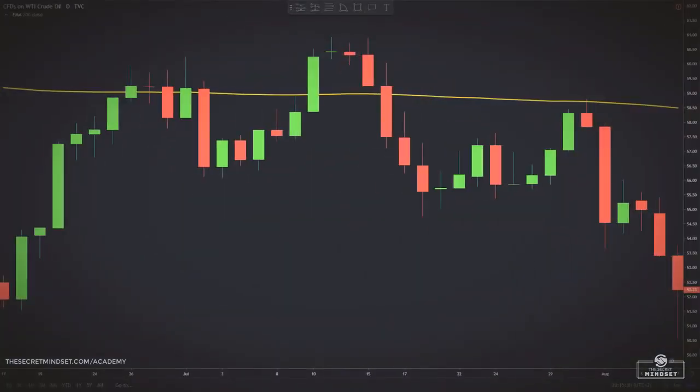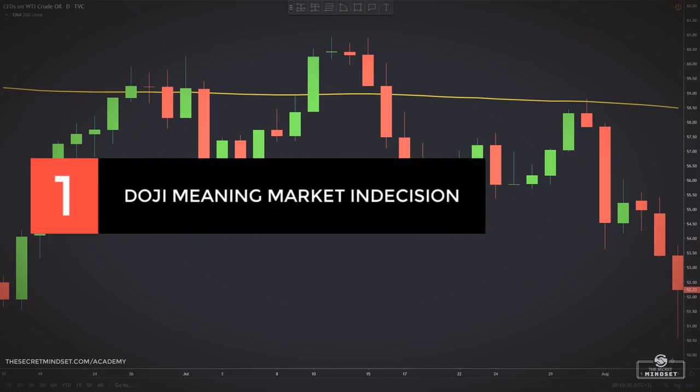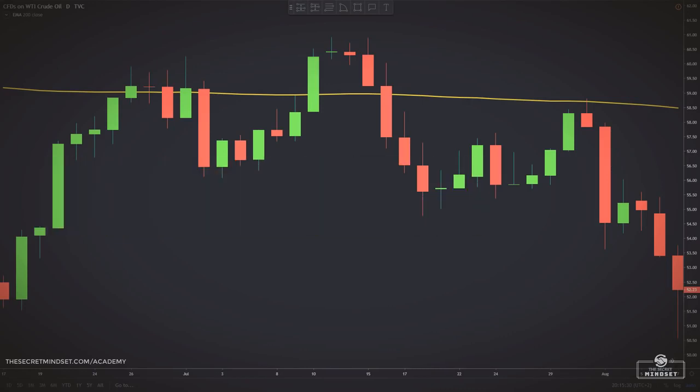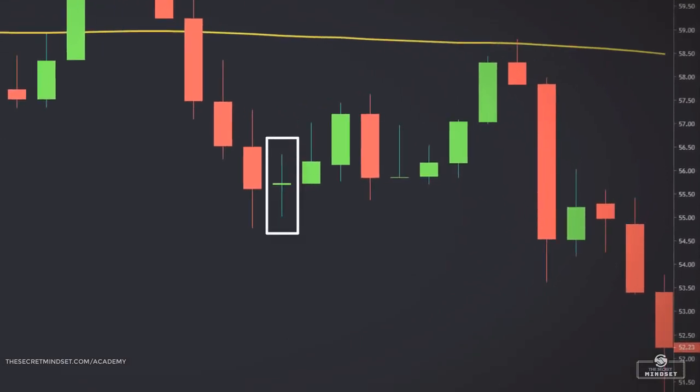Now, how to read the Doji candlestick? First, Doji meaning market indecision. One of the most important values of a candlestick chart is the ability to read market sentiment. A Doji candle is the perfect example for reading market sentiment. This pattern is an outcome of indecision in the market. A Doji candlestick suggests a lack of control in the market, either by the bulls or the bears. The lack of direction is clear.